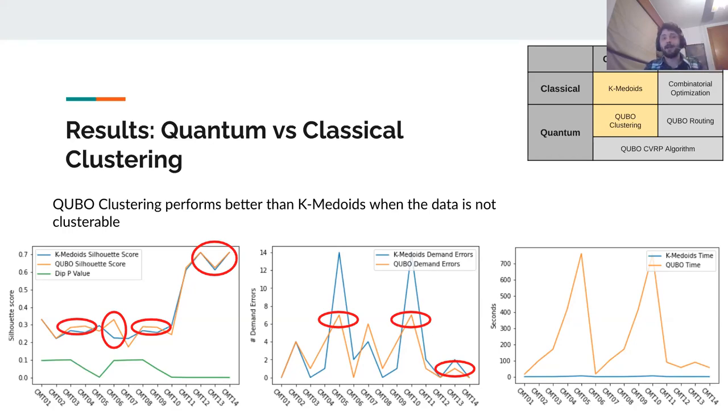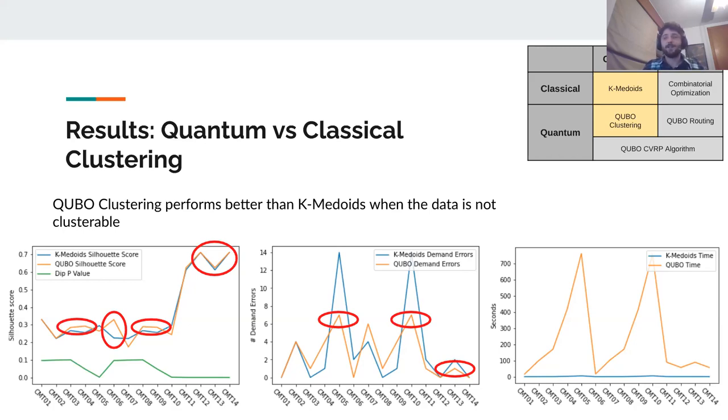This is represented by a higher value of the dip test p-value, shown with a green line. When the data shows a high degree of clusterability, the results obtained by the QUBO clustering algorithm are about the same quality as the ones obtained by the k-means algorithm, though there are some specific cases where this assumption does not hold, such as with the CMT07. In the center graph, we can also observe an advantage of the QUBO clustering algorithm versus the k-means algorithm, since it tends to obtain a smaller number of clusters with demand errors, though again, there are some cases where this assumption does not hold, but as a whole, we can see it tends to perform better.